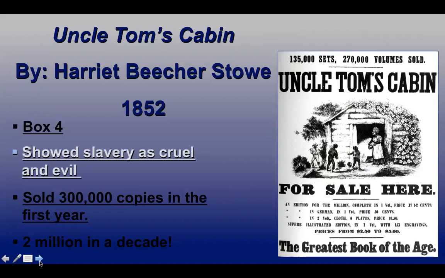But what this book did is this book showed slavery as cruel and evil. Harriet Beecher Stowe went to the South and she lived with a family on a plantation that had slaves, and she studied and listened and observed what was happening on this plantation. And so she wrote a book, a fictional book, but with very, very real stories. And it was named Uncle Tom's Cabin during this time period.